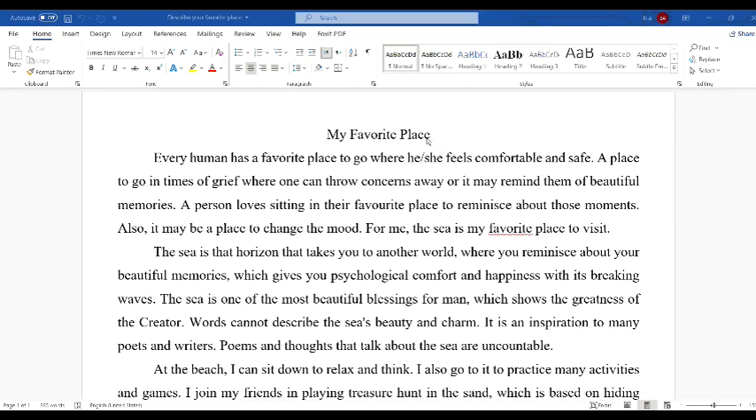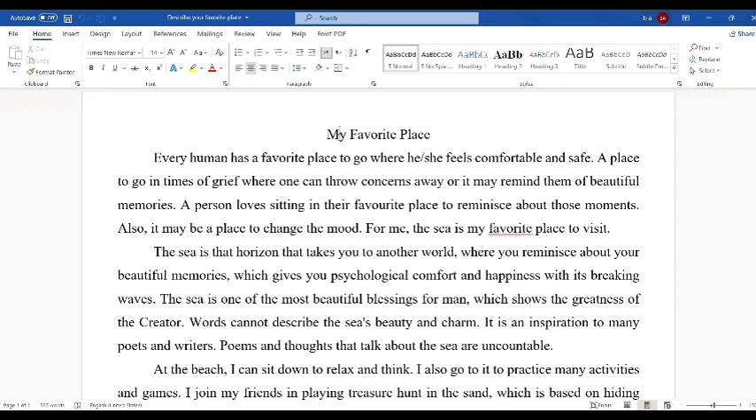So this is the title in the middle of the page. My favorite place. Actually, I want to talk about the rule of the title when you want to write an essay. You need to capitalize, to make the letter capital, if you have these parts of speech: noun, adjective, verb, adverb. Capitalize the initial letter of them when you have a title, okay?